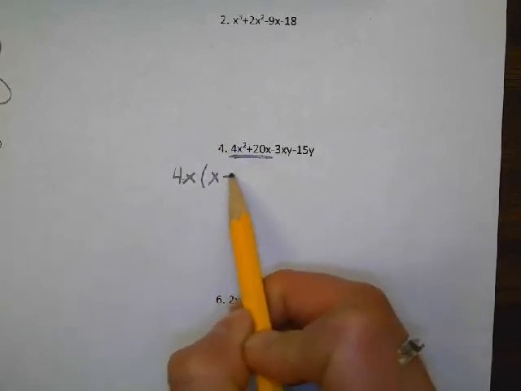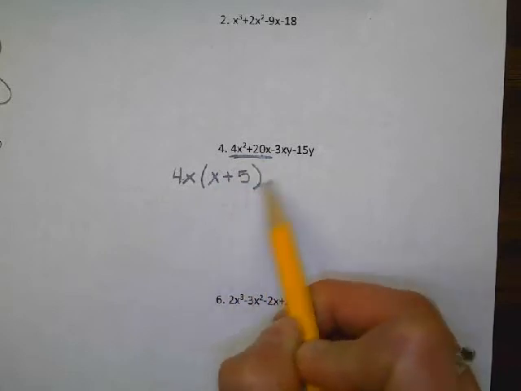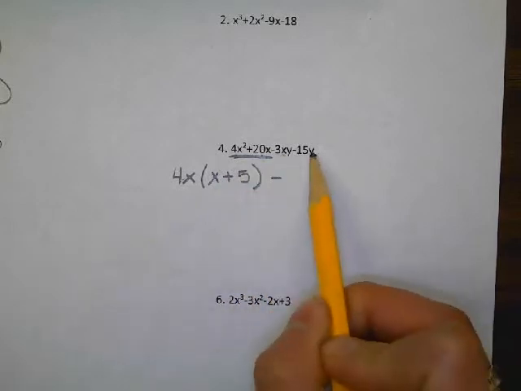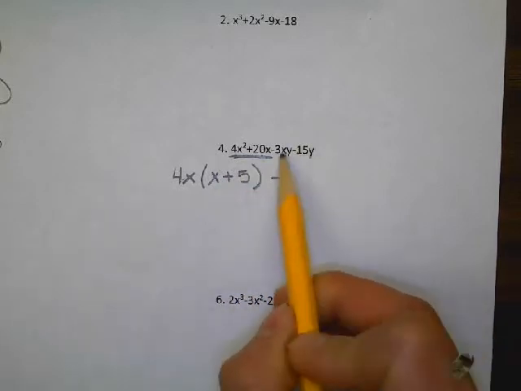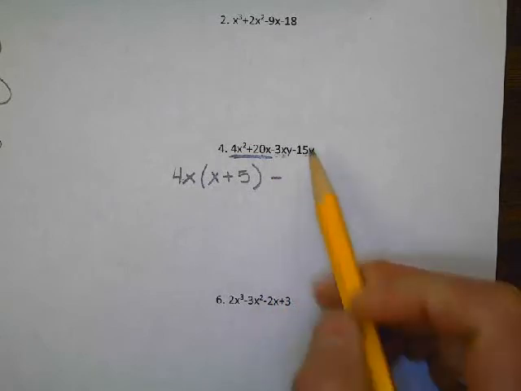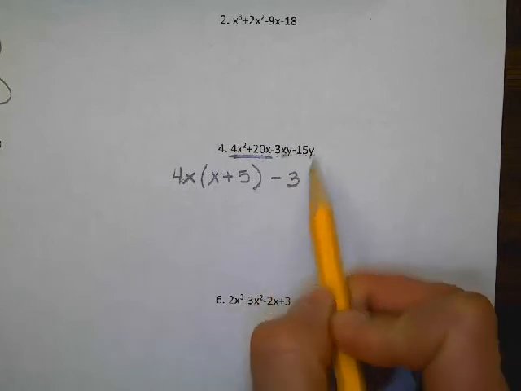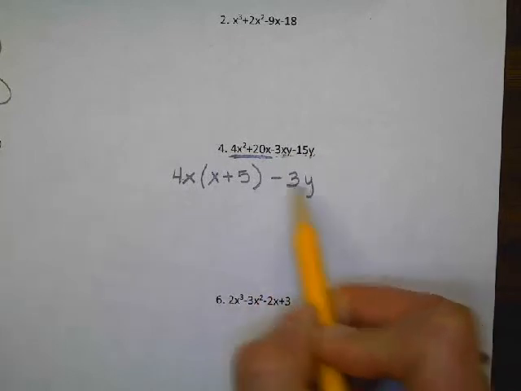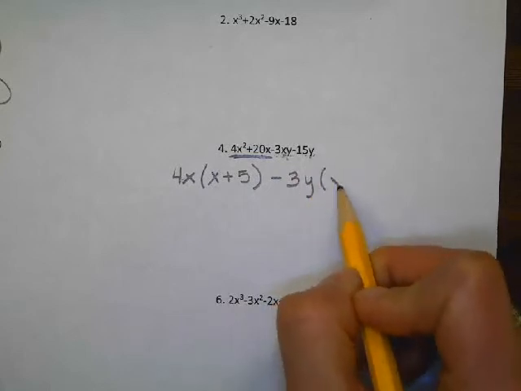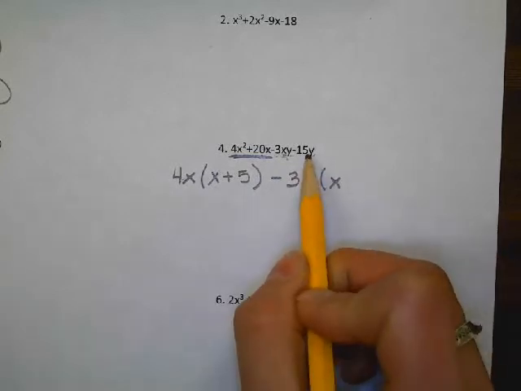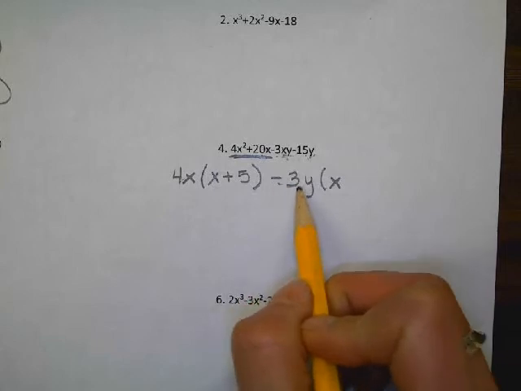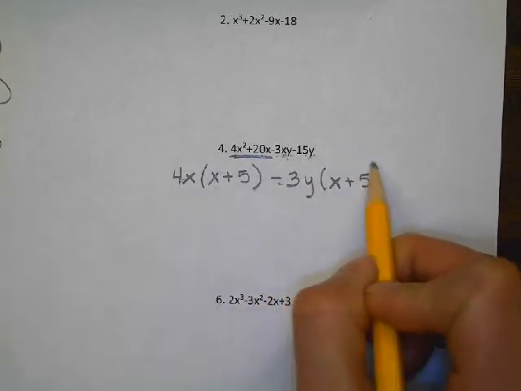If I take out a 4x from here, I'm left with a plus 5, minus, and now if I look at these here, I see a 3 and a 15. Well, I know 3 can come out. I also see a couple of y, so I know I can also take out a y. So now negative 3xy divided by negative 3y is x, and negative 15y divided by negative 3y is a positive 5.